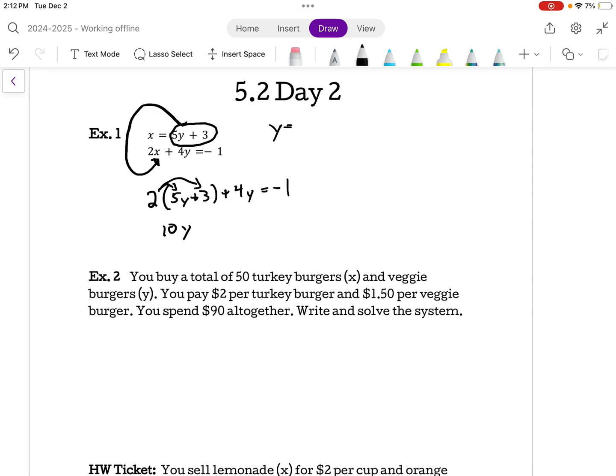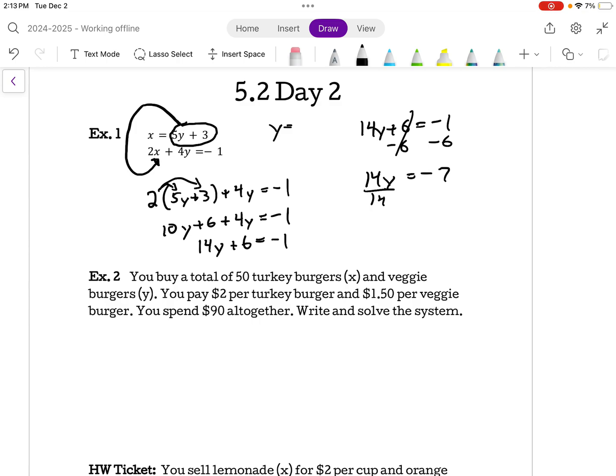So I would distribute here. 2 times 5, 2 times 3, that gives me 10y plus 6. There's the plus 4y equals -1. Do I have like terms? Yes, I do. 10y plus 4y is 14y plus 6 equals -1. I'm running out of room here, so I'm just going to move this up to the top. Subtract 6 on both sides, and I end up with 14y equals -7.